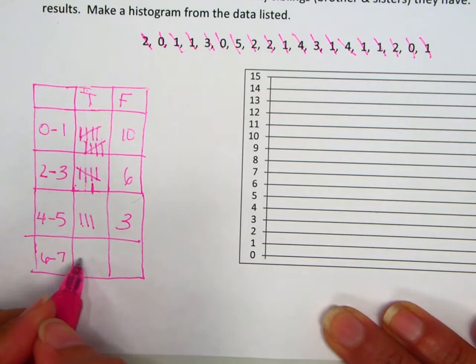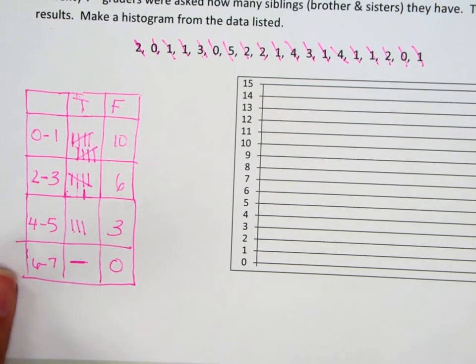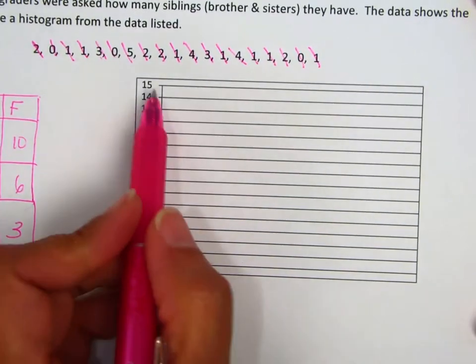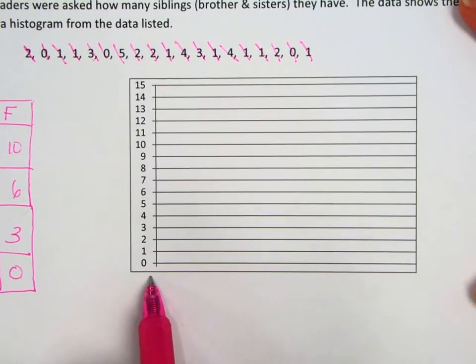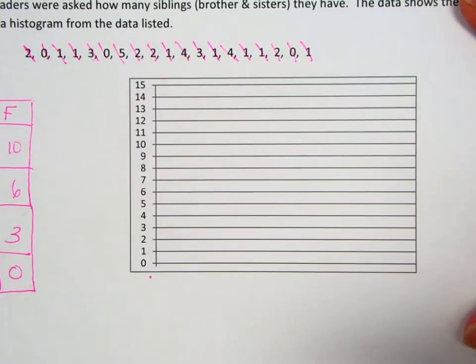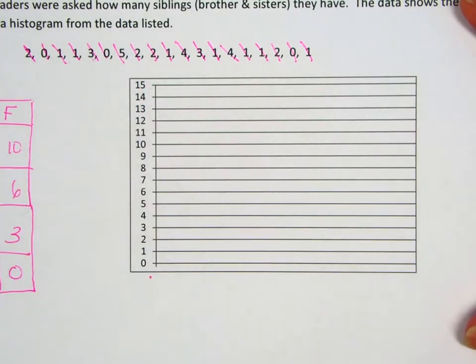I did not have any for 6 to 7 siblings. So now we can make our bar chart, and you need to label your axes, both your X and your Y. The Y is done for you on this one, which makes it really nice, but if you had to do it yourself, you just break it evenly apart, little tick marks along the Y-axis, and number all the tick marks. Now I need to label my ranges.